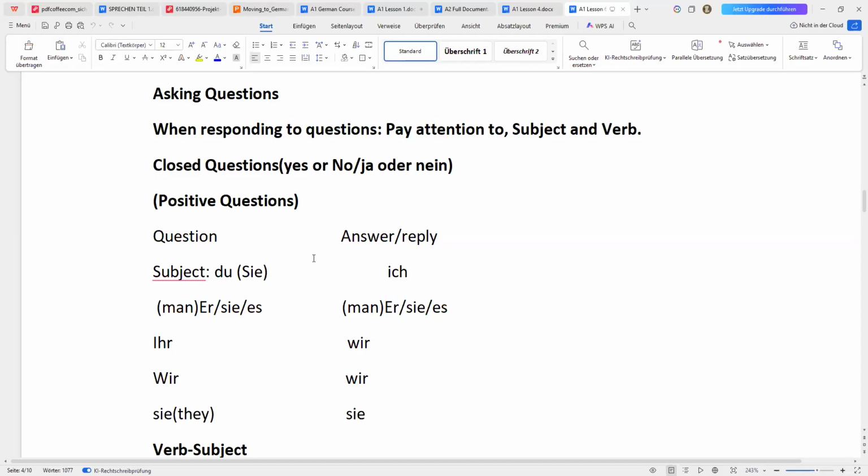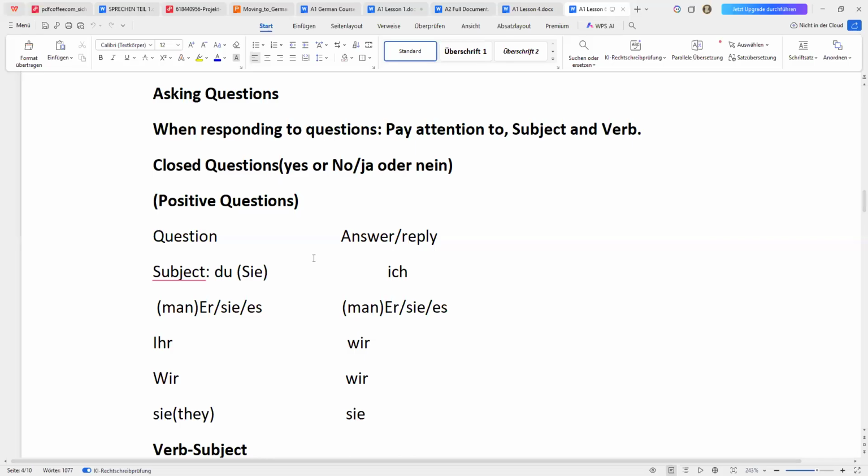The first type of question that I'll handle are the closed questions. The closed questions, they are the yes or no, the Ja oder Nein Fragen. I will start with a positive question, meaning a question that doesn't have nicht or kein. When in the question the subject is du or Sie, like now I ask you, Kochst du? or Kochen Sie? then in the answer automatically the subject will be ich. Ja, ich koche. You are being asked as a second person, then you just provide the answer with ich.